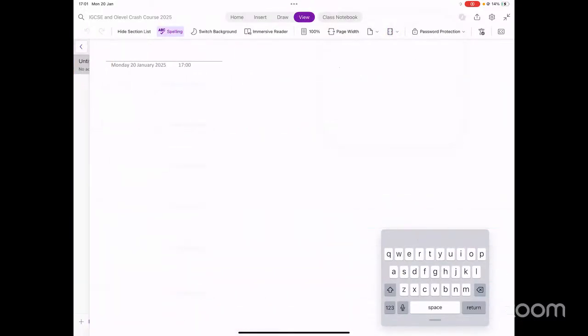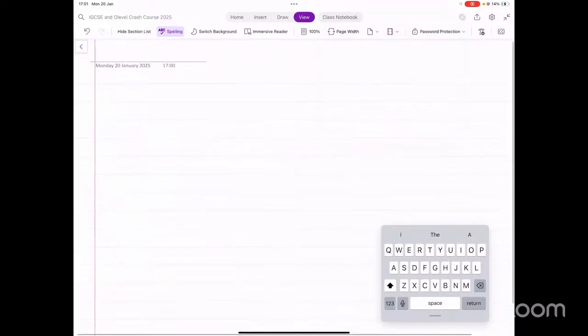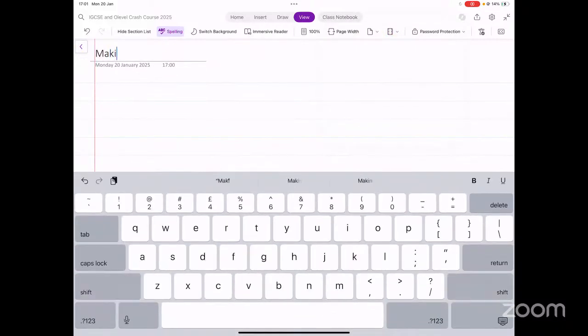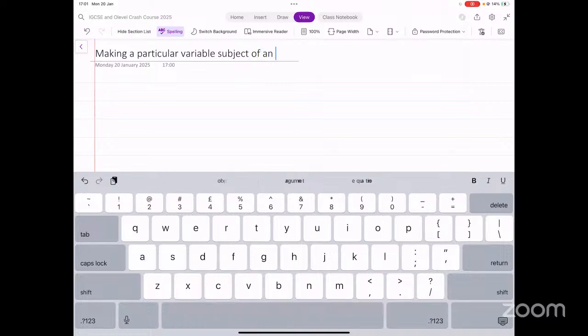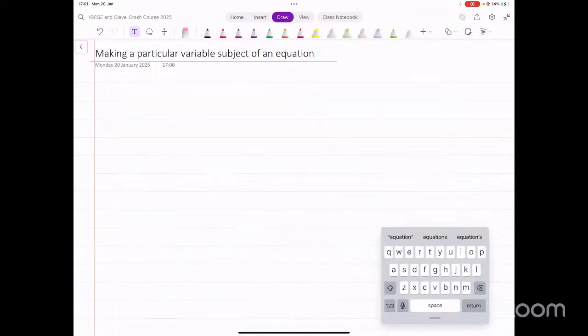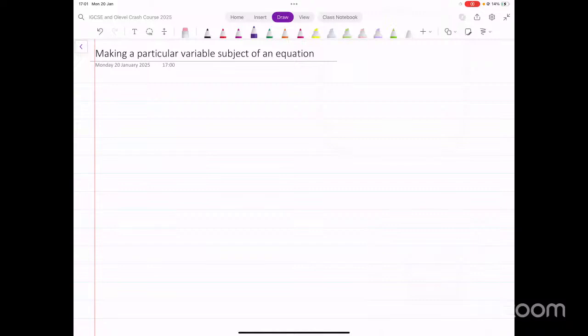Making a variable the subject of an equation, making a particular variable subject of an equation. Okay, so you get this 2-3 mark question in the exam often as well, where you have some equation given and you have to make one variable given in the equation the subject of that equation. Okay, now let's understand how you can do this.